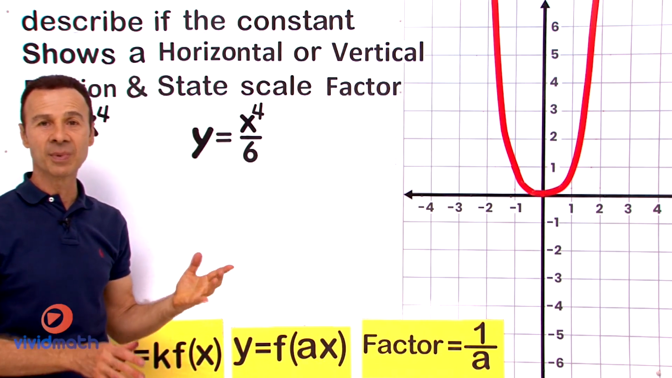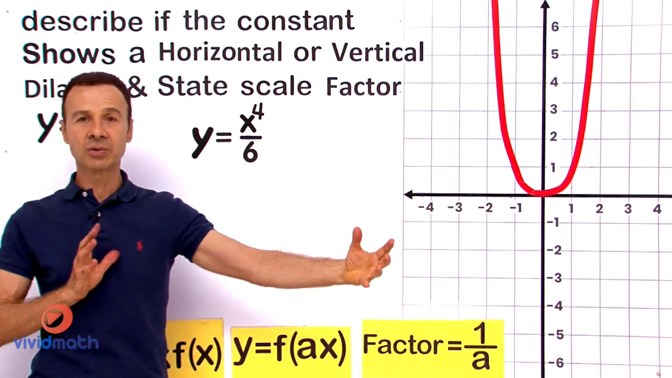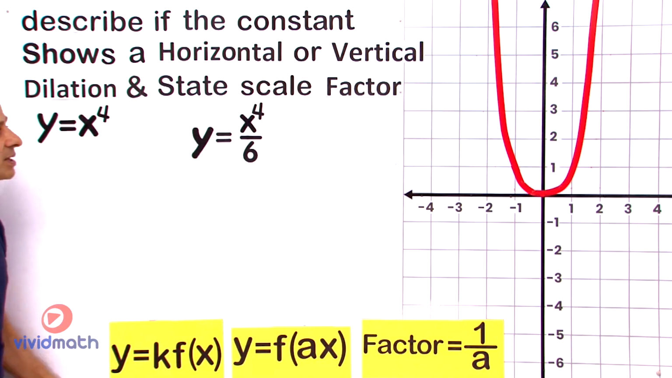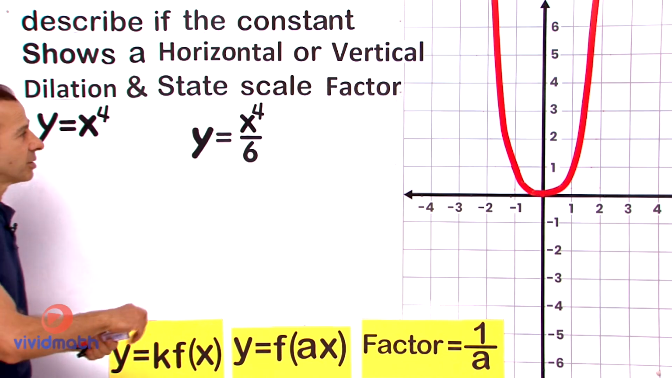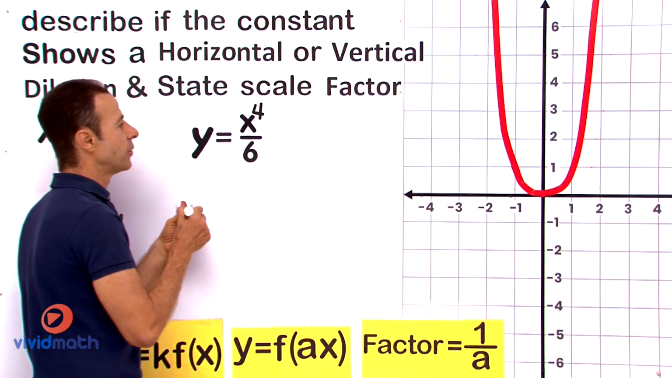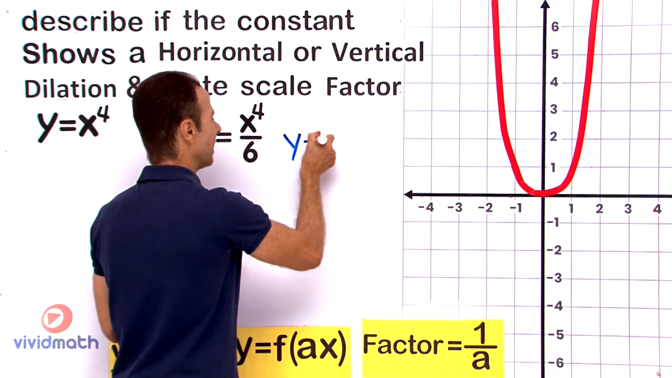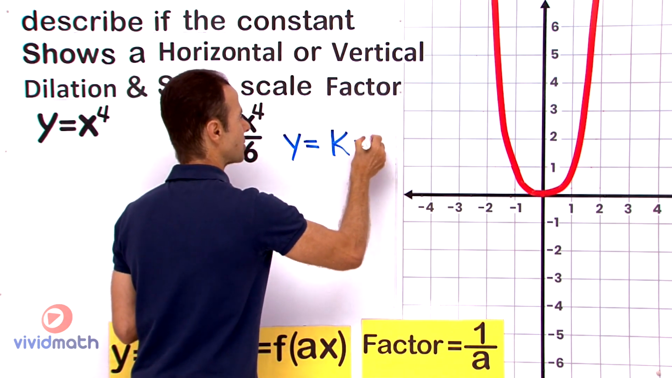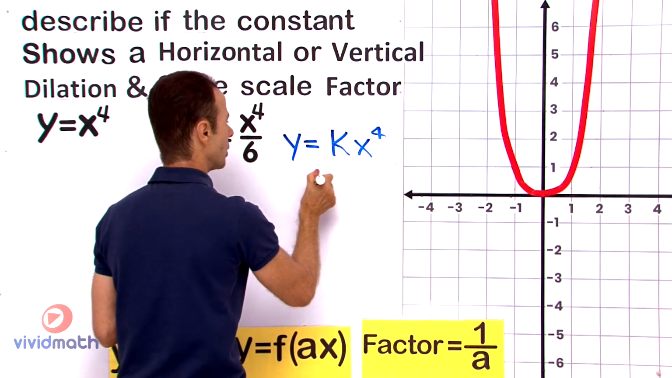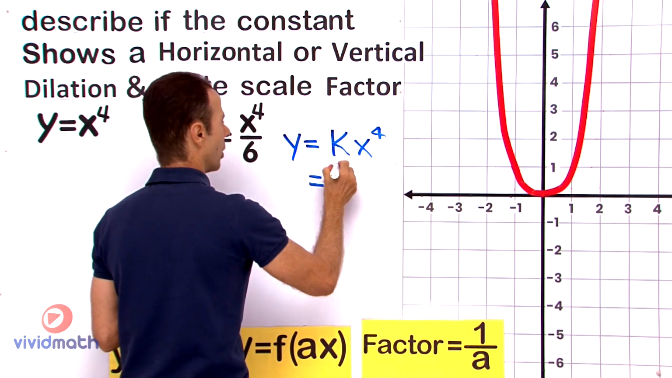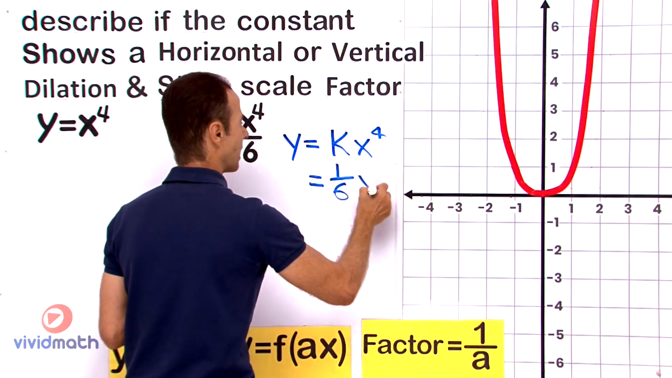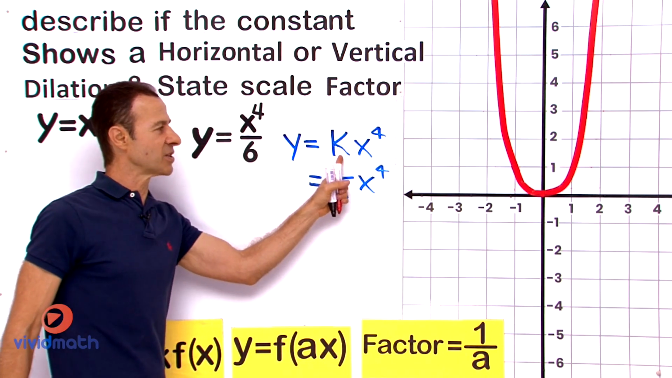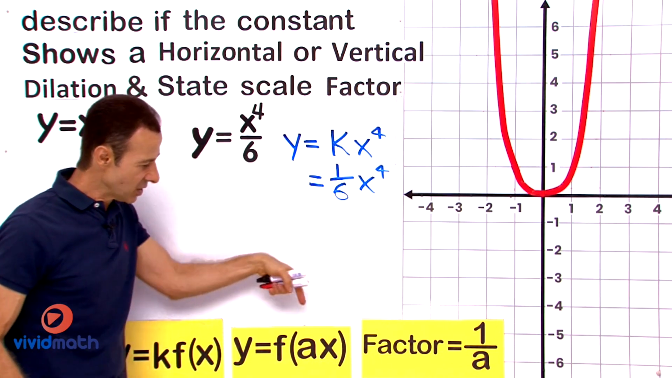So we need to determine, is it vertical, is it horizontal? Well, we got horizontal here, we got vertical here. Which one is it? Well, if I write this out in the proper form, this is in the form of y equals kx to the power of 4, which equals 1/6 x to the power of 4. As you can see, the scale factor is out the front. It's not in the function.